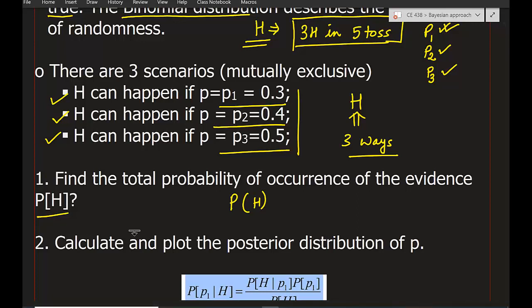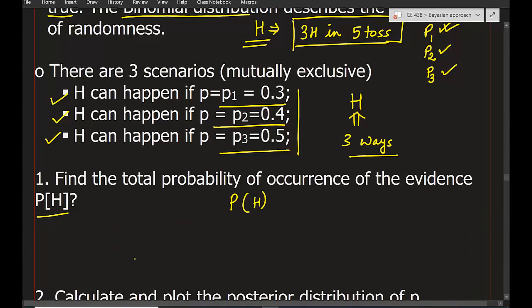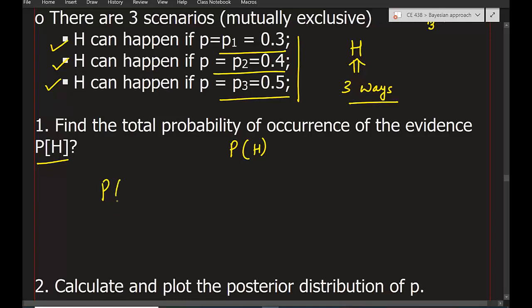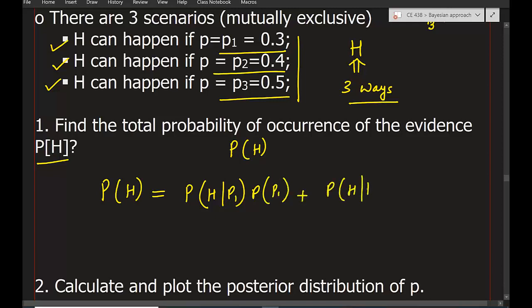How can we find P(H)? As I said, H can happen in 3 ways. So P(H) is the probability of H given P1 times the probability of P1, plus the probability of H given P2 times the probability of P2, plus the probability of H given P3 times the probability of P3. This way we can calculate P(H).